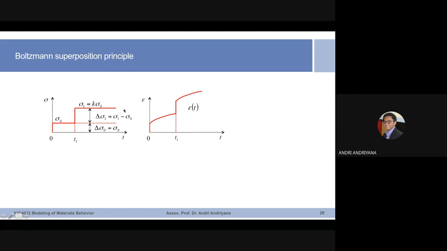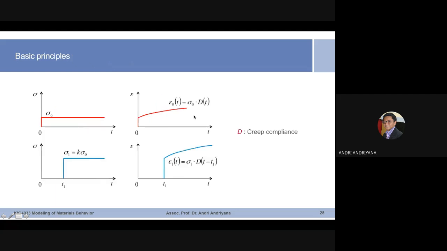All right, so now here we look back at the loading. This is sigma 0. At the time t1, we apply a multiple of sigma 0, for instance, K times sigma 0. Let's say that this value we call delta sigma 0, and delta sigma 0 is actually sigma 0. While the rest here, if we call it delta sigma 1, then delta sigma 1 will be sigma 1 minus sigma 0. All right. So how do we describe this epsilon t as a function of something that we saw in the previous slide?